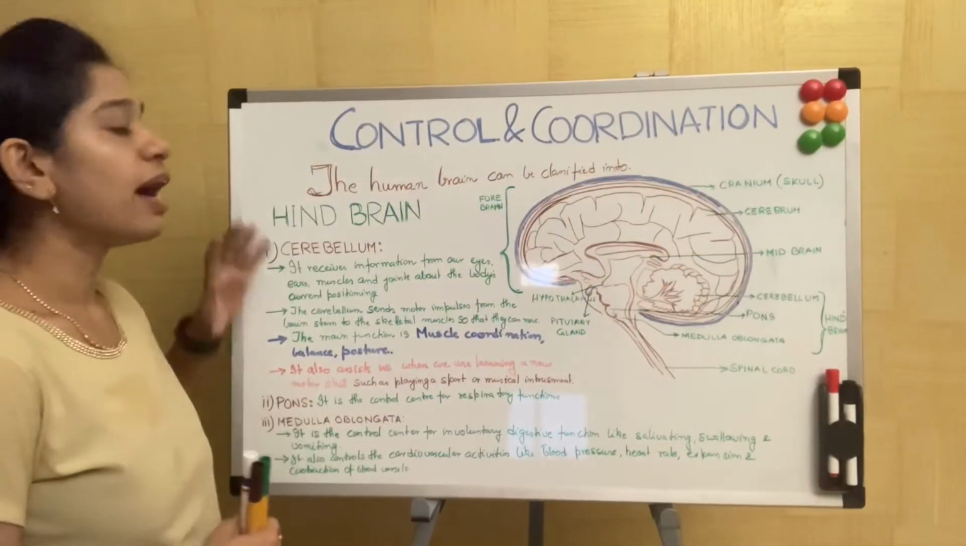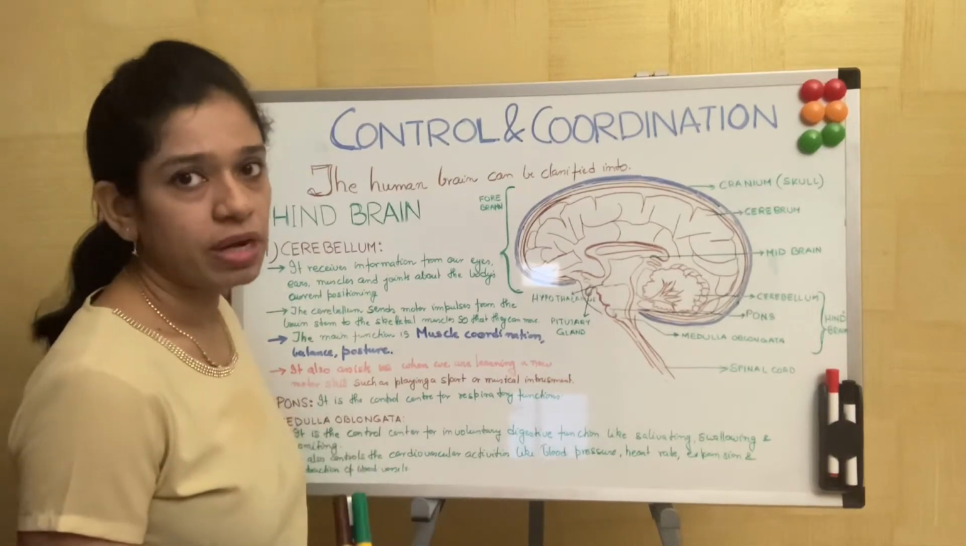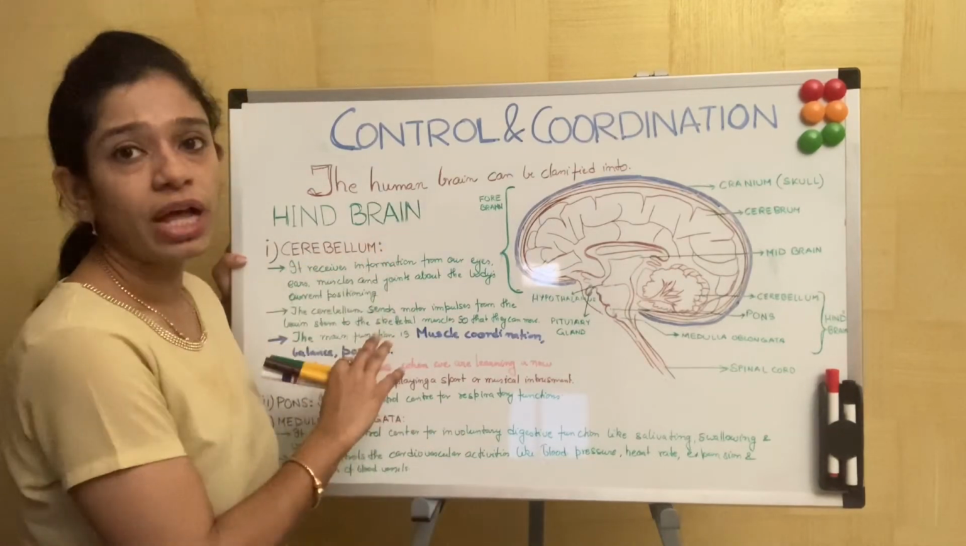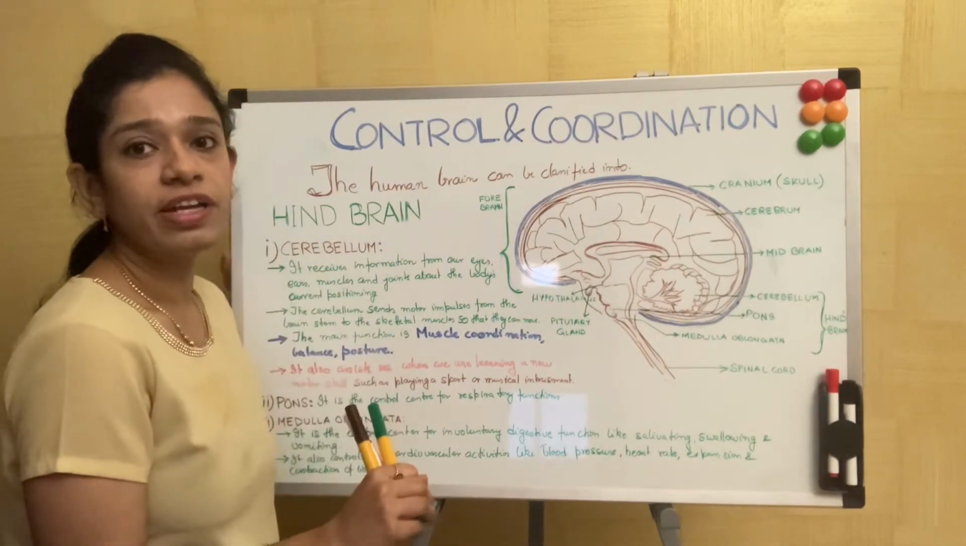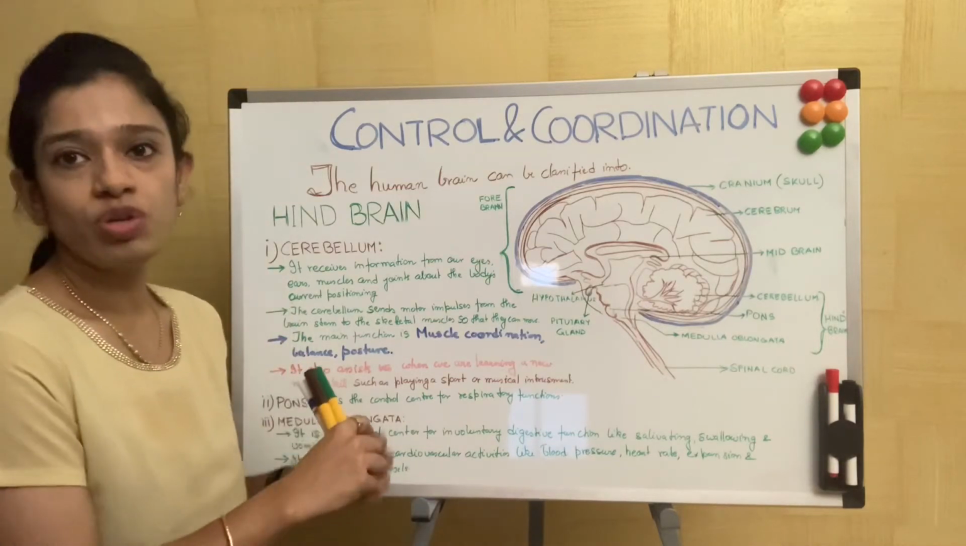So this is the last part of the brain that we have. If you remember, we have divided the brain into three parts: the forebrain, the midbrain and the hindbrain. So this is about the hindbrain. The hindbrain can again be divided into three parts, that is the cerebellum, the pons and the medulla oblongata.